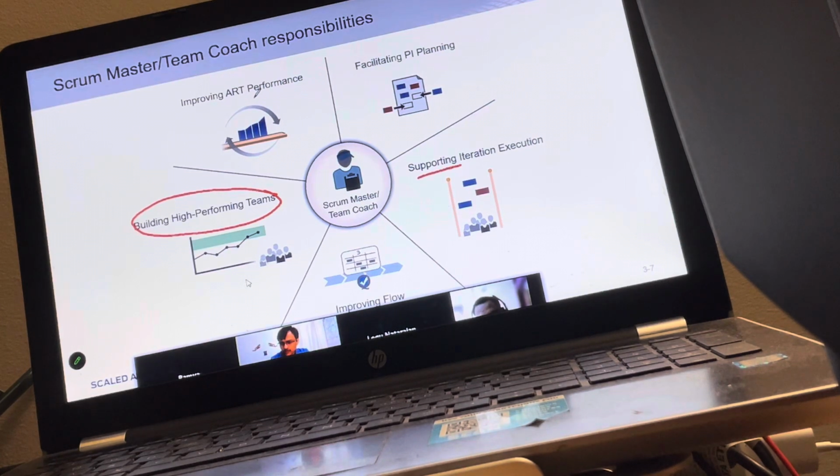They are expected to support the iteration execution by way of handling impediments, by way of having transparency in the system, by way of facilitating the scrum level events, by way of ensuring that we are following qualities and definition of done. So they support the day-to-day execution of the iteration which the teams are running. They are expected to improve the flow by way of highlighting the bottlenecks, facilitating work in progress limits, facilitating demand and capacity match, ensuring the teams are not planning too much beyond their capacity in a given sprint, and by removing impediments.